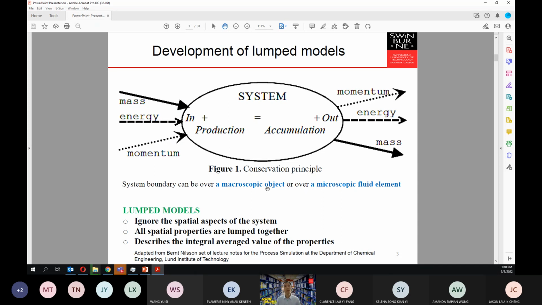This is the system. The system boundary can be over a macroscopic object or over a microscopic fluid element. If you are dealing with the introductory material, then most of them are macroscopic objects. The most important characteristic of the lumped model is that we ignore the spatial aspects of the system. All spatial properties are lumped together, and in essence it describes the integral average value of the properties, whatever properties they are. It can be a temperature, it can be a concentration, right?